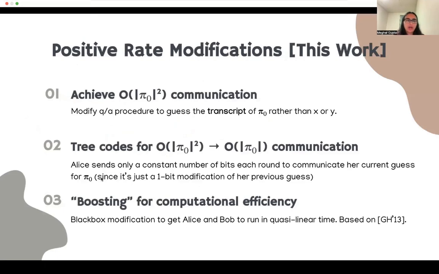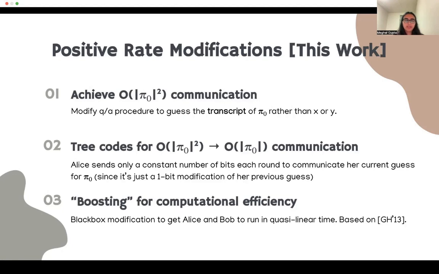So now I'm going to quickly talk about the modifications that we have to make in order to make this positive rate. There are 3 steps that you have to do. The first is, instead of having O of x squared, we're going to modify the Q&A procedure to get O of pi naught squared instead, where pi naught is the shortest noiseless protocol computing f of x comma y.